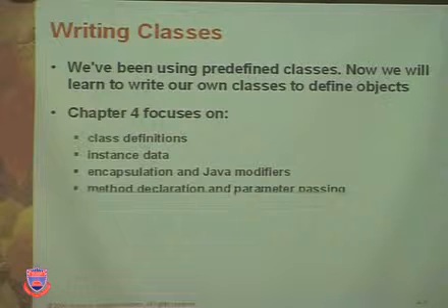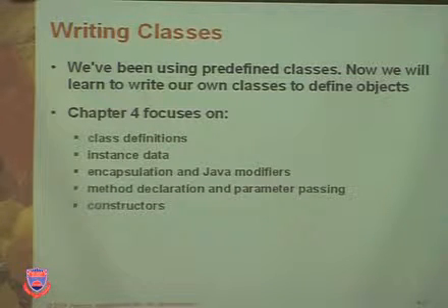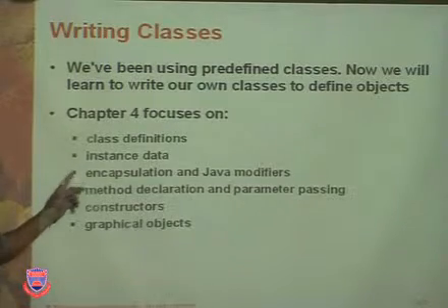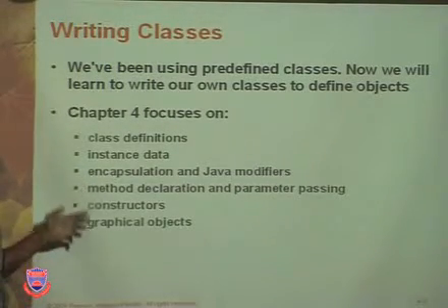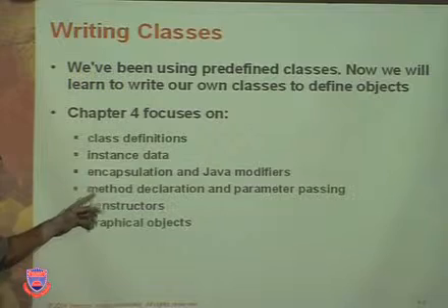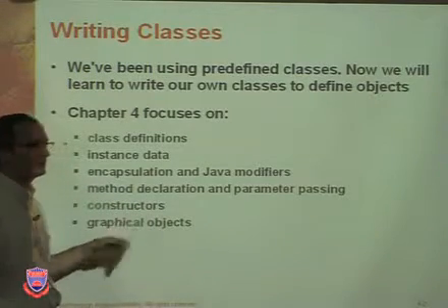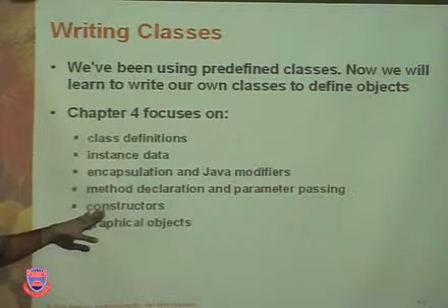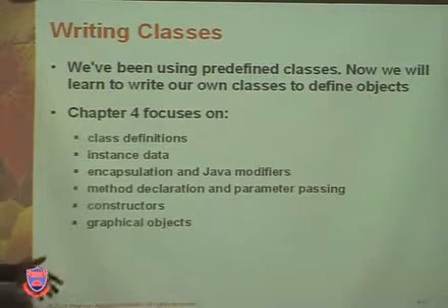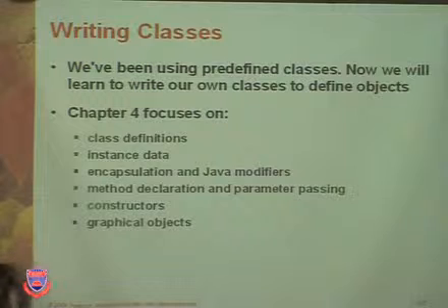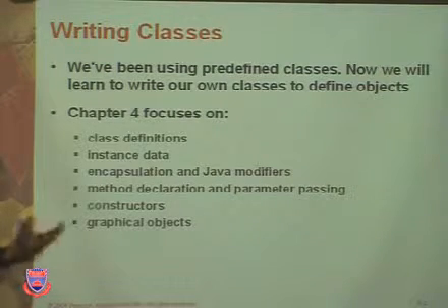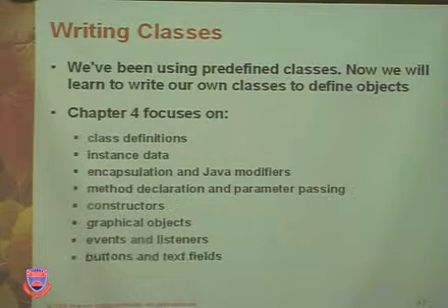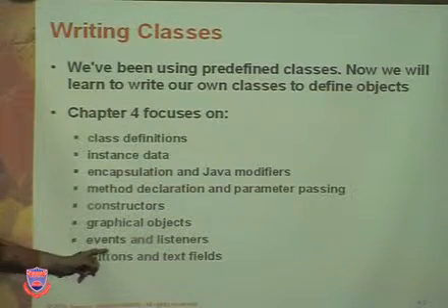So Chapter 4 focuses on class definition, instance data, and then encapsulation and how Java modifiers actually work. Method declaration and parameter passing, how to pass parameters onto your methods. The constructors that we use, as you all know, there's a default constructor. However, you can create as many constructors as you like, as your needs. And then the graphical objects, we will again see different graphical objects, events and listeners, and buttons and text fields.